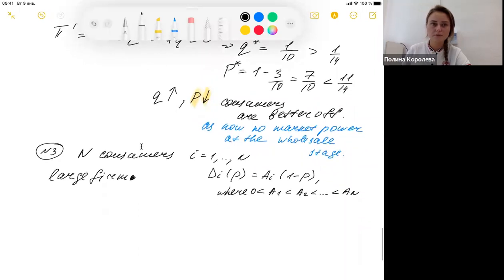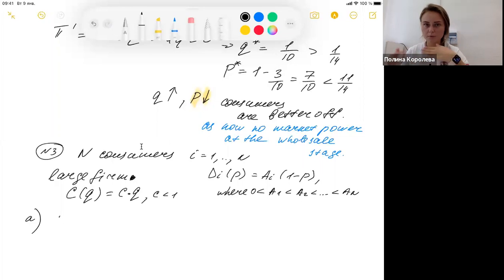The firm has a cost function C multiplied by Q, with constant marginal cost, C less than 1. Point A. Find the profit maximizing uniform price and the set of quantities which will be purchased. So here we have uniform pricing, no price discrimination, only one price for each consumer.